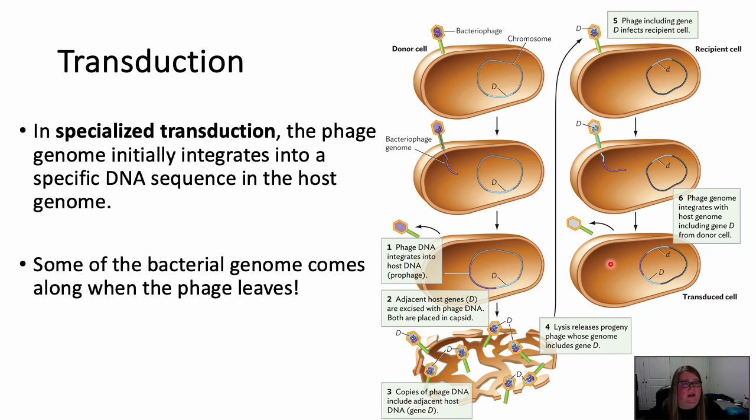So the difference between generalized and specialized is that generalized is just going to accidentally pick up some bacterial DNA when it degrades it, whereas with specialized transduction, it's literally going to integrate into the genome, and when it excises itself out of the genome, it's going to take some genes with it. And now this recipient cell is going to be able to pass both of these genes onto its progeny. So when it goes through division, that gene's going to stay in there now.